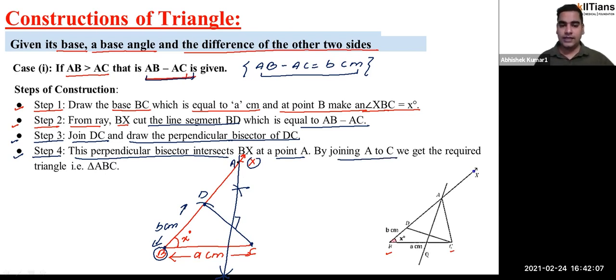Now you have to join A to C. So this point A that you have, we need to join to C using a ruler. Clear? One second. Let me redraw. So we have joined using a ruler, and after joining A and C using a ruler, you will automatically get your required triangle, that is ABC.